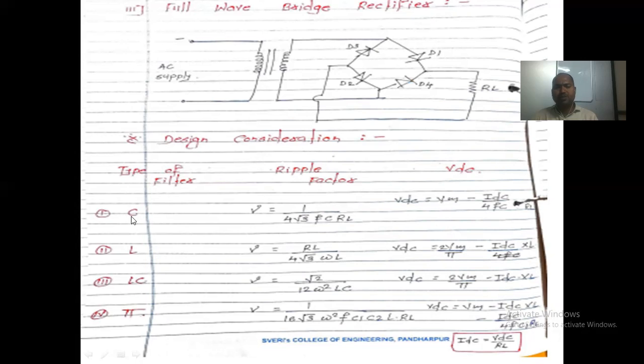If we use a capacitor type filter, this row indicates the ripple factor of the capacitor filter and the VDC used for its calculation. For the inductive type of filter, we use this row. For LC we also use this row, and for pi also this row. One important thing for all the calculations: to calculate IDC, the formula is I equals V upon R, that is IDC equals VDC by RL. That is common for CL, LC or pi type filters.